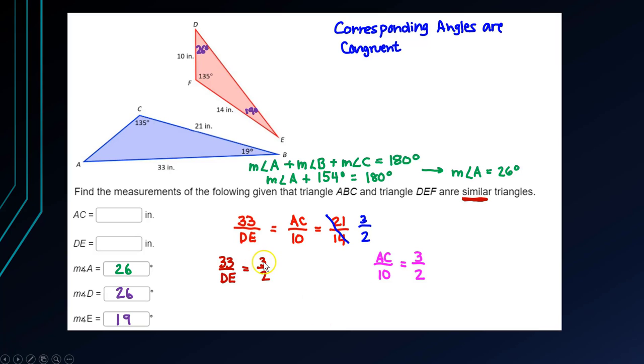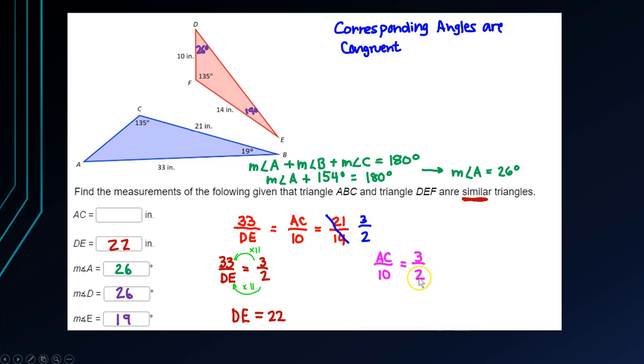When I look at 3 and 33 in this first one, I notice that to go from 3 to 33 and keep the same ratio, I multiplied the top by 11, which means the bottom would have to be multiplied by 11 to make sure that these two were the same ratio. So DE would be 2 times 11. DE would be 22 inches.